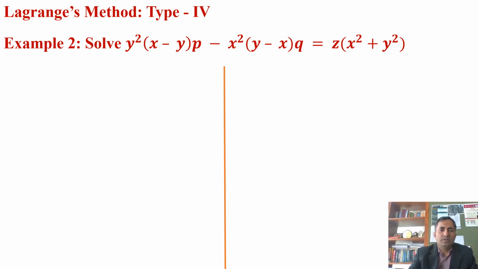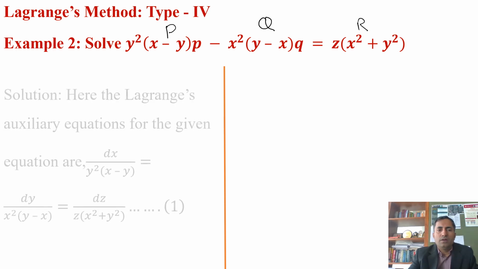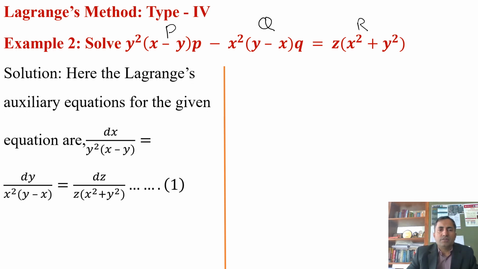Now let's talk about the second question. Here we have given y squared x minus y that you can consider as a capital P, and minus of x square y minus x that you can consider as a Q, and this is R. So Lagrange's auxiliary equation, you know, dx upon capital P is equals to dy upon capital Q is equals to dz upon R. So minus sign should be here, it should be minus of x square.